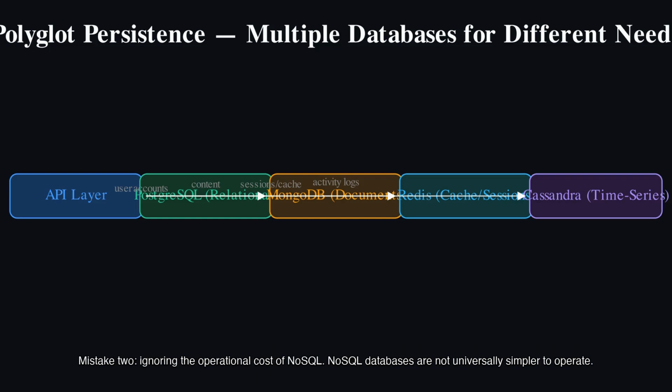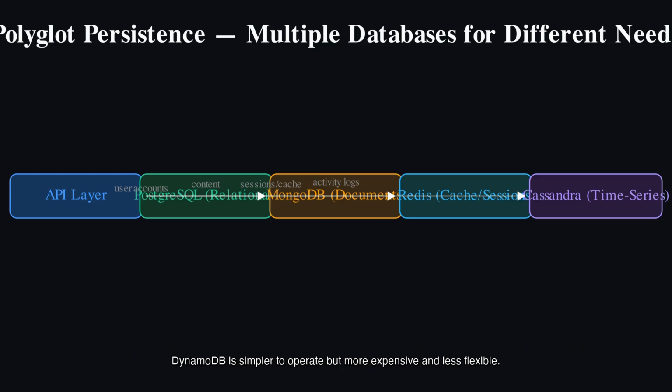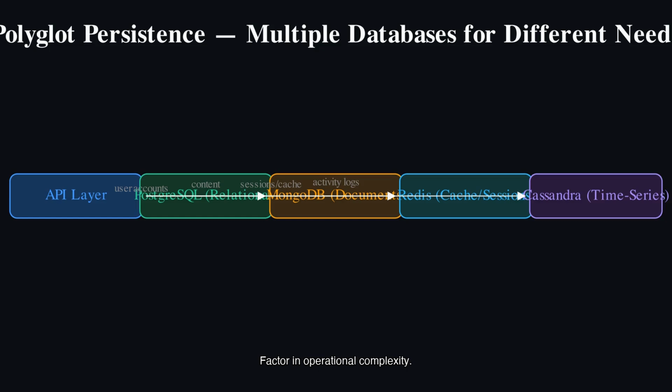Mistake 2. Ignoring the operational cost of NoSQL. NoSQL databases are not universally simpler to operate. Cassandra requires careful capacity planning, compaction management, and expertise in data modeling around access patterns. DynamoDB is simpler to operate but more expensive and less flexible. PostgreSQL with a good DBA and proper indexing handles enormous scale and is understood by almost every engineering team. Factor in operational complexity.